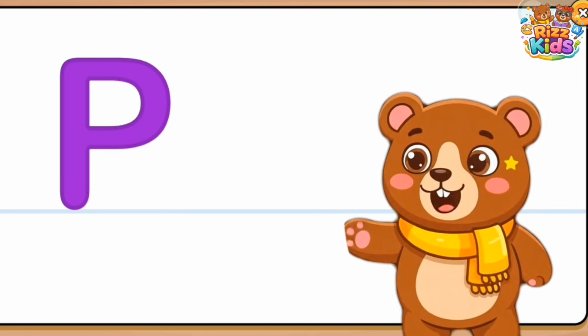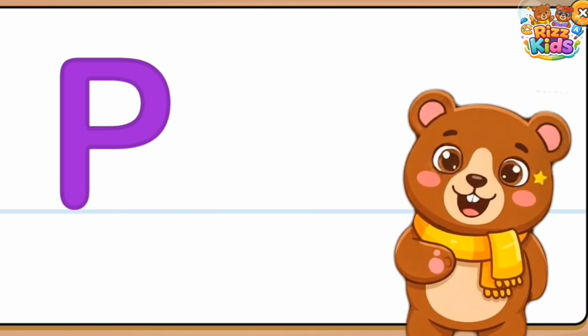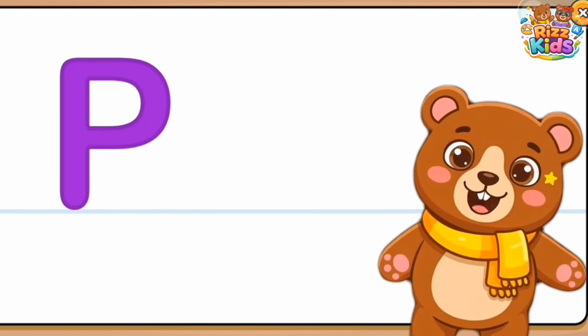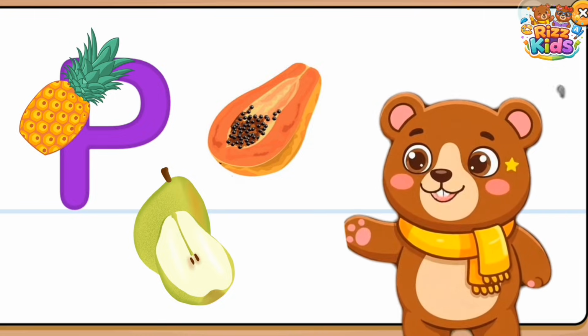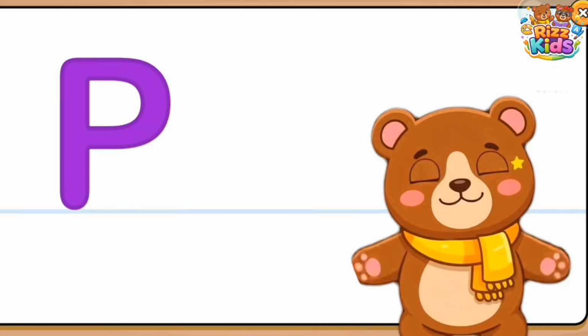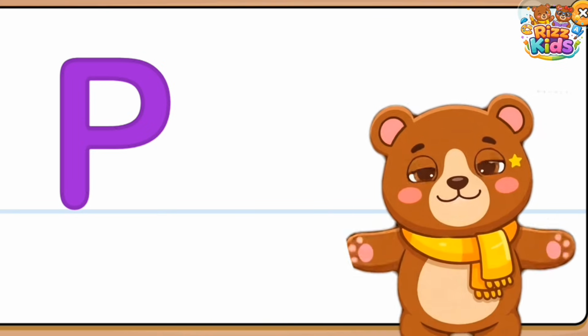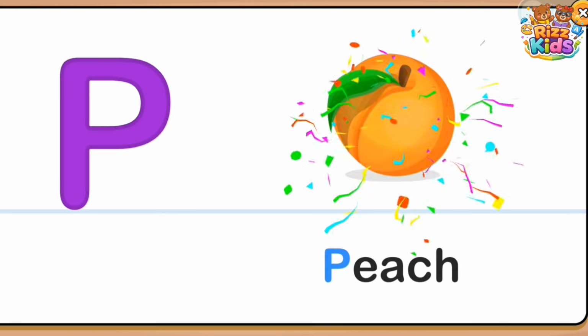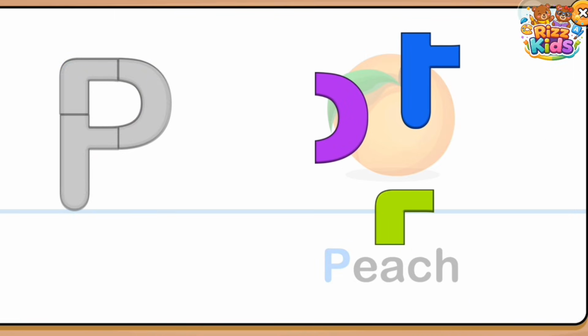What fruit do you know that starts with the letter P? There are many fruit names that start with the letter P. Among them is pineapple, papaya, and pear. Can you guess another fruit that starts with the letter P? The answer is P is for peach. Let's put together this P letter puzzle.